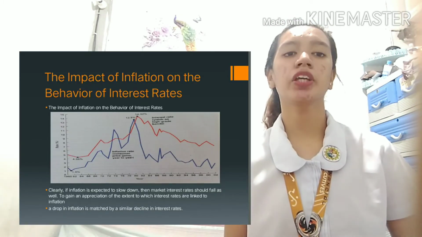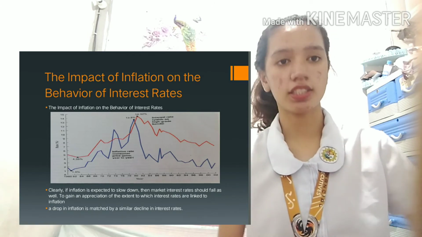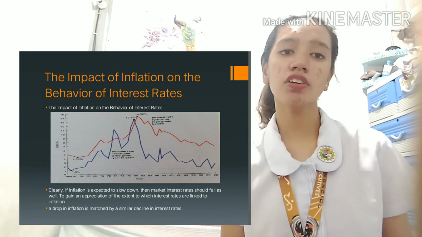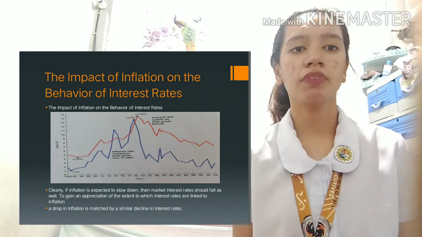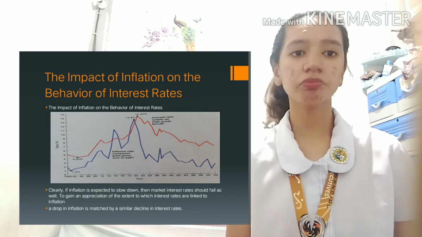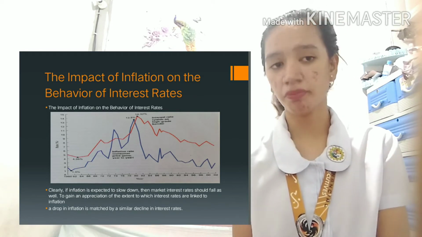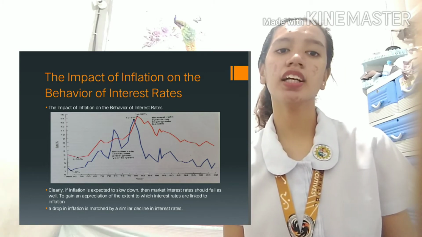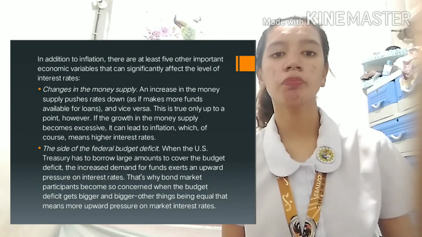So, ano nga ba yung impact ng inflation sa behavior ng paggalaw ng interest rates? The behavior of interest rates has always been closely tied to the movement in the rate of inflation. There are at least 5 other important economic variables that can significantly affect the level of interest rates. Una is yung changes in the money supply, yung pagtaas at pagbaba ng supply ng pera.